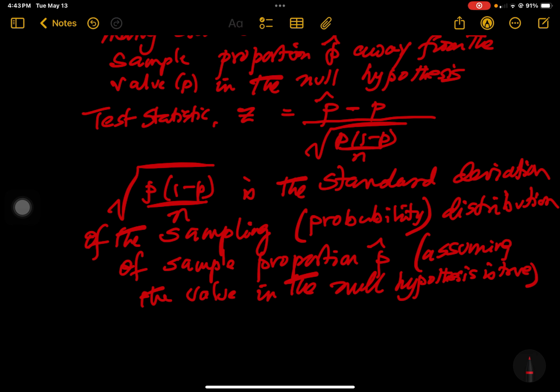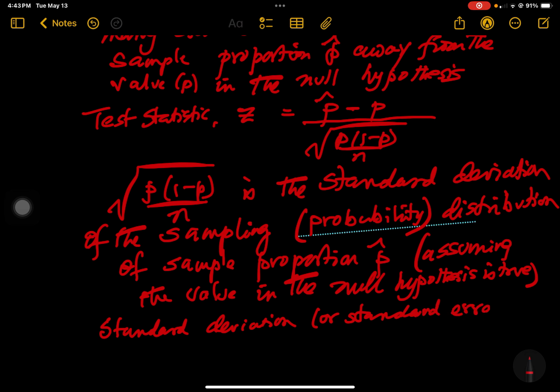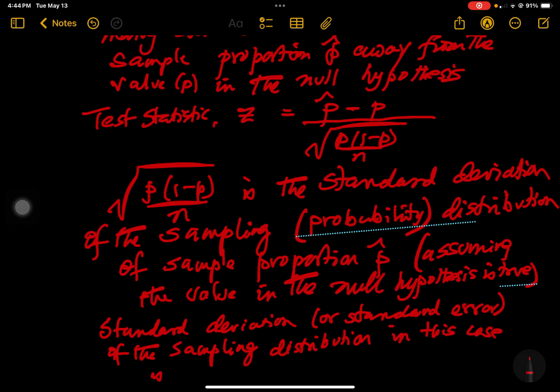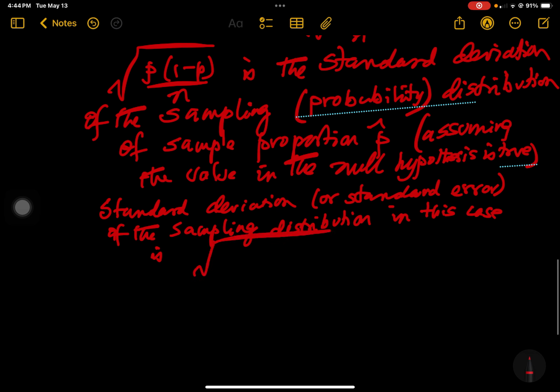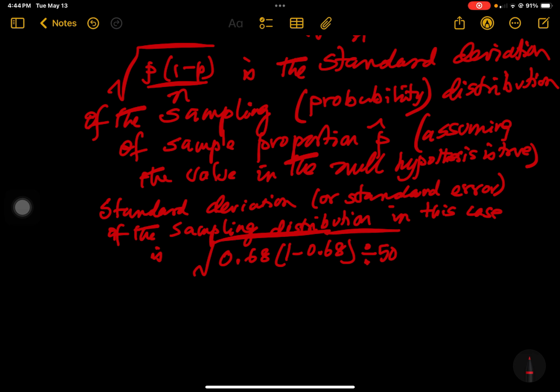This standard deviation, or standard error of the sampling distribution, in this case is the square root of 0.68 times 1 minus 0.68 divided by sample size of 50. And that works out to 0.066.